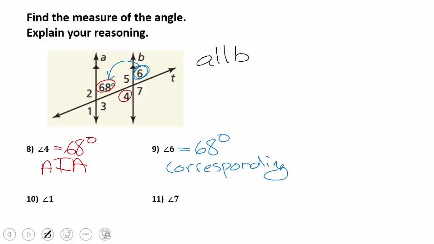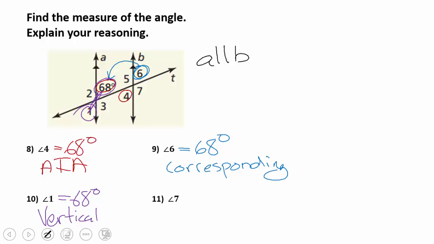All right? How about angle 1? Angle 1 and this one, they're vertical. So vertical angles are congruent. So angle 1 is 68 degrees because of vertical angles.